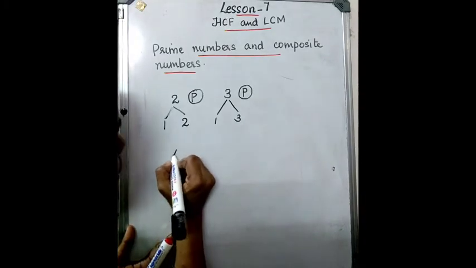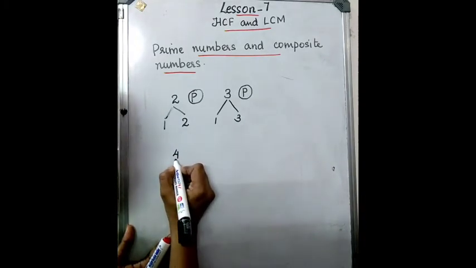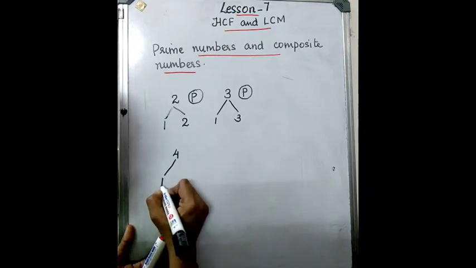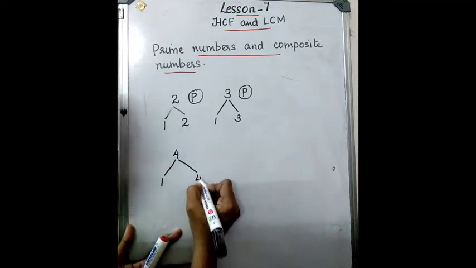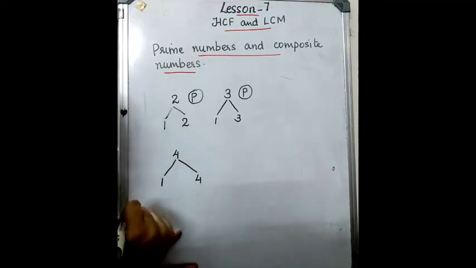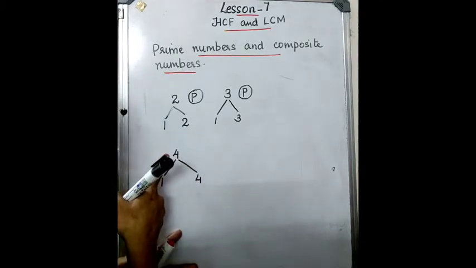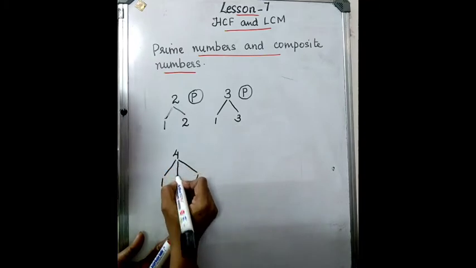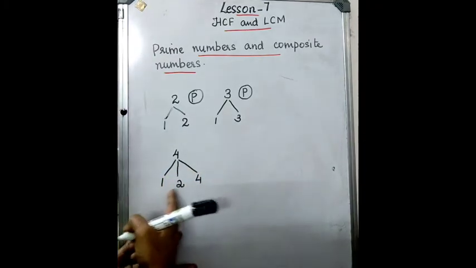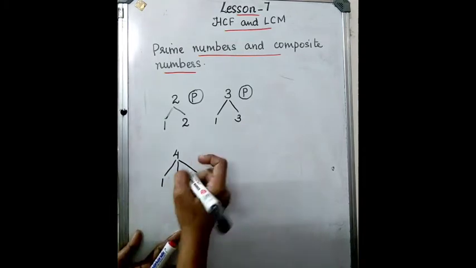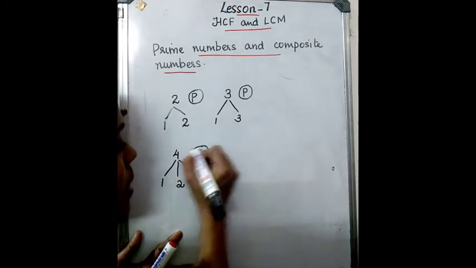Then consider the number 4. We can divide the number with 1. We can divide this 4 with 4. As it is an even number, according to the divisibility rule, we can divide this number with 2 also. So, here 3 factors. So, 4 is a composite number.